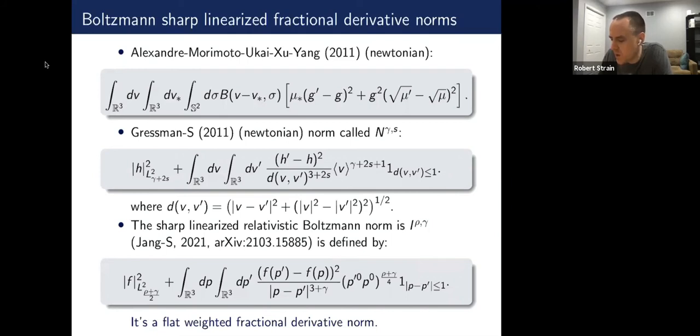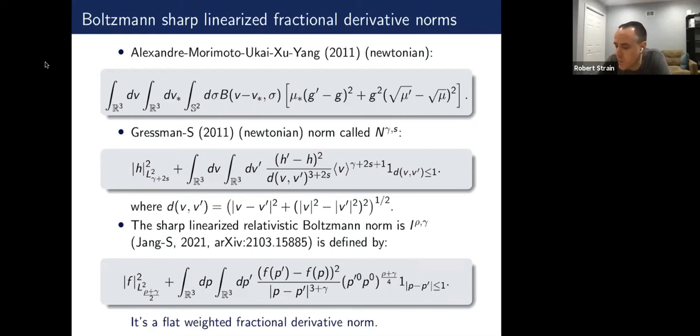But it turns out that for the relativistic Boltzmann equation, the diffusion is actually an isotropic flat fractional derivative norm. So this is a standard fractional derivative norm. There's no metric other than the Euclidean distance, and it's normal. It's more standard, non-geometric Euclidean diffusion. So this is a flat weighted fractional derivative norm.